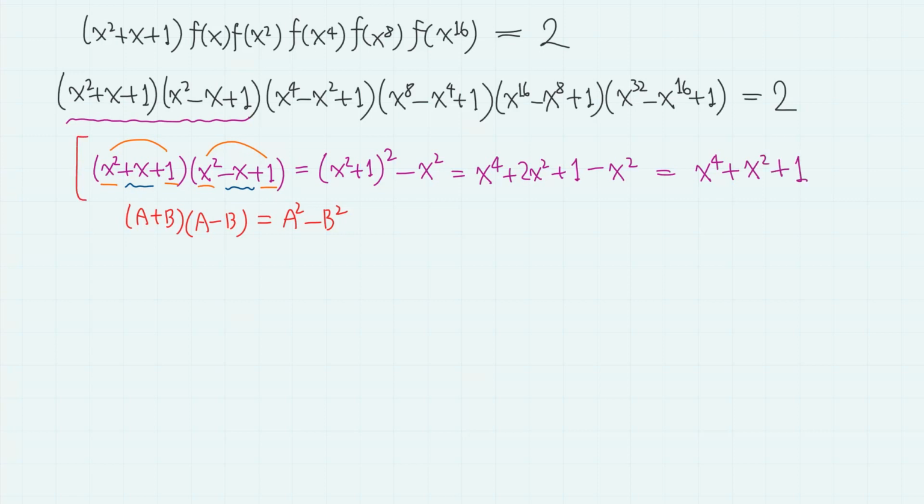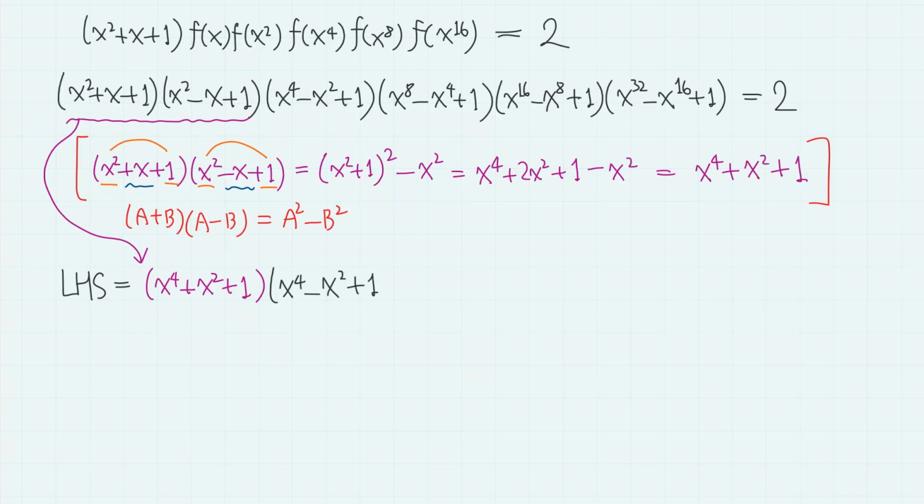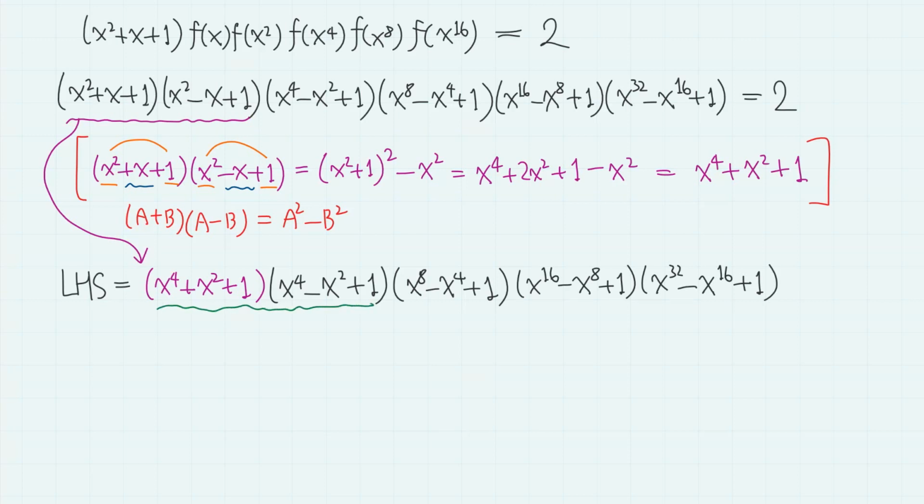And we can keep using this formula to expand and simplify the left-hand side. Notice that on the left-hand side, now we have x to the power of 4 plus x squared plus 1 times x to the power of 4 minus x squared plus 1 and the rest. So here we have the same format again, which we can apply our formula to. So these two will give x to the power of 8 plus x to the power of 4 plus 1.